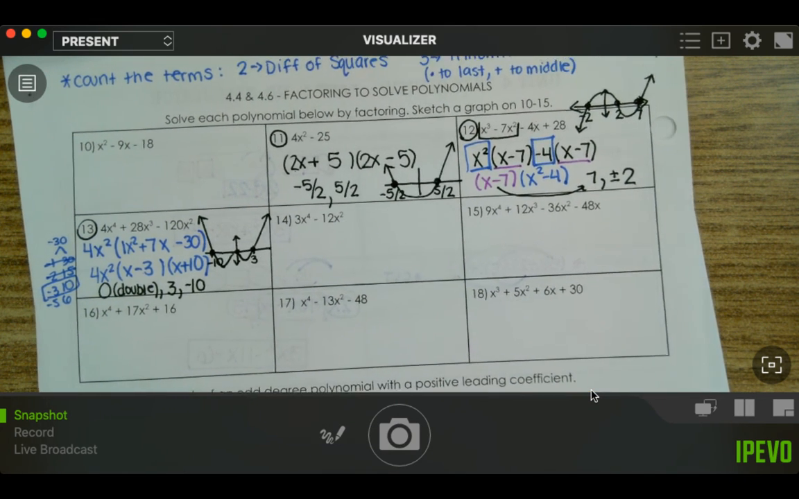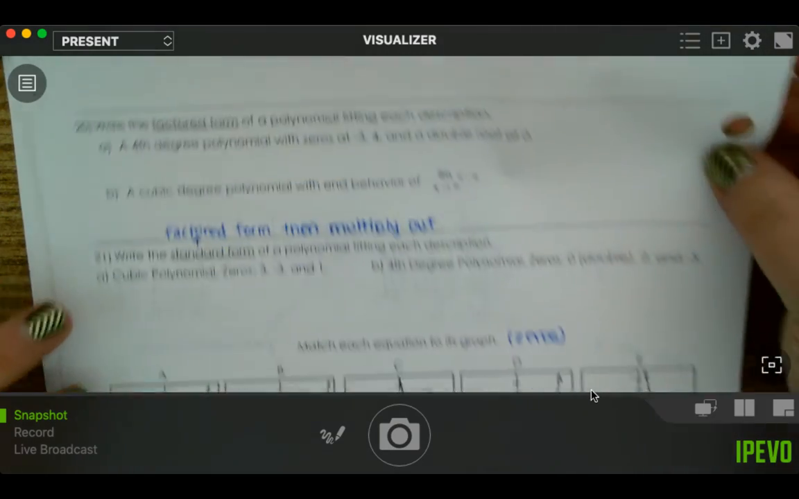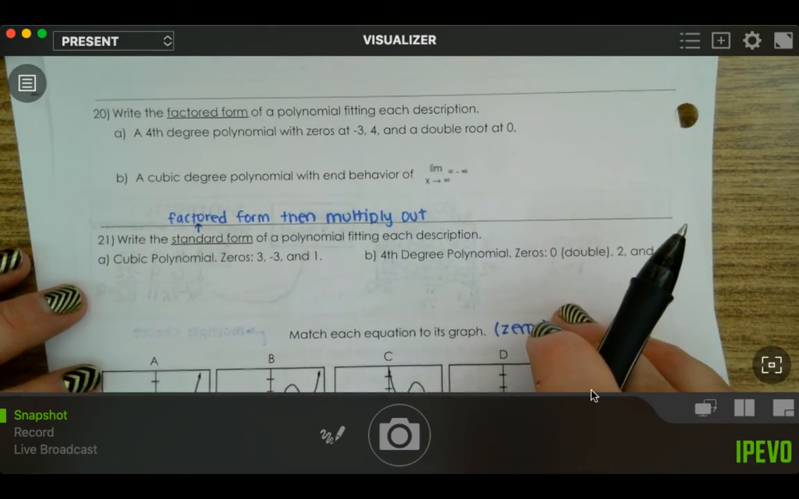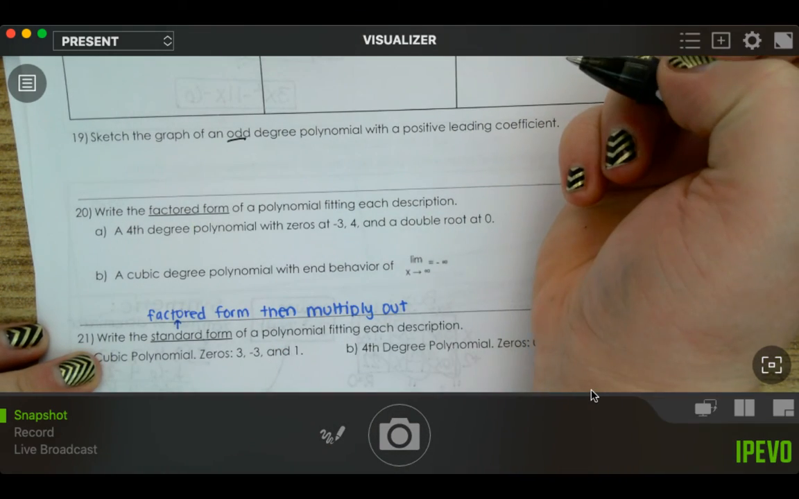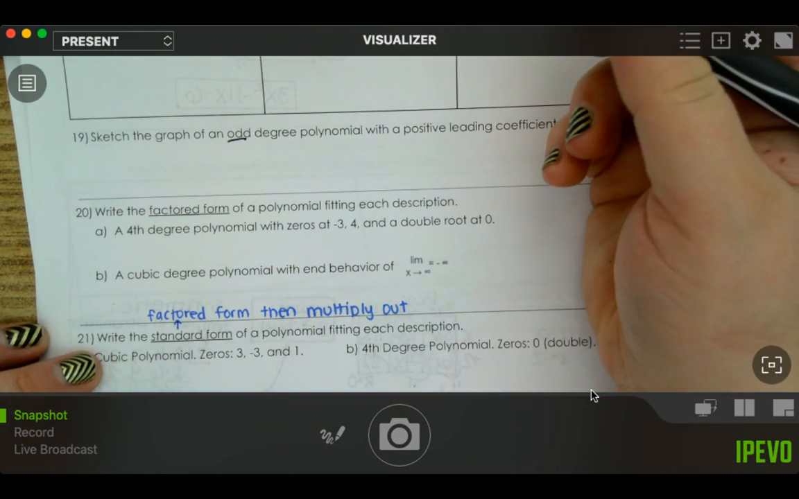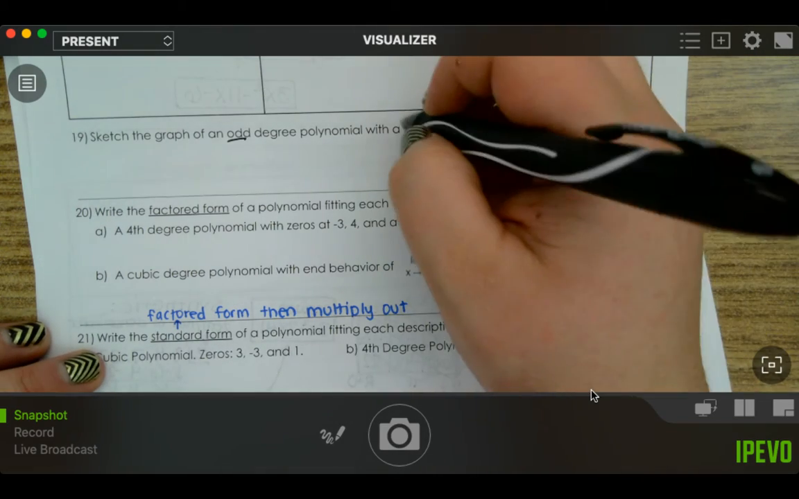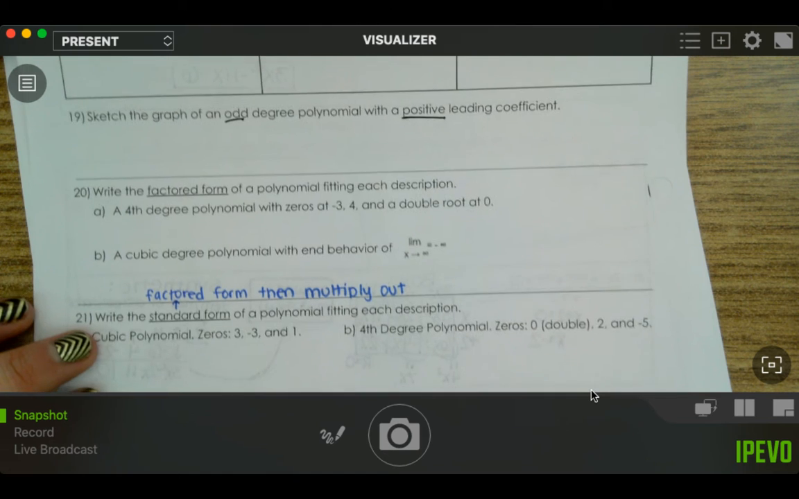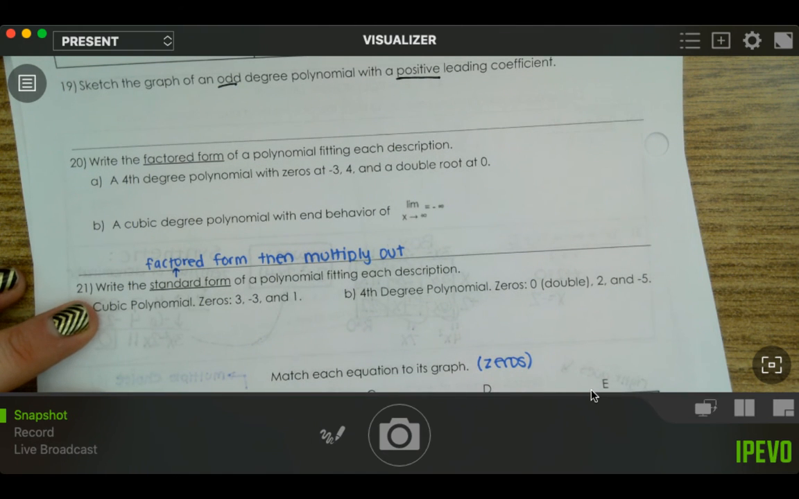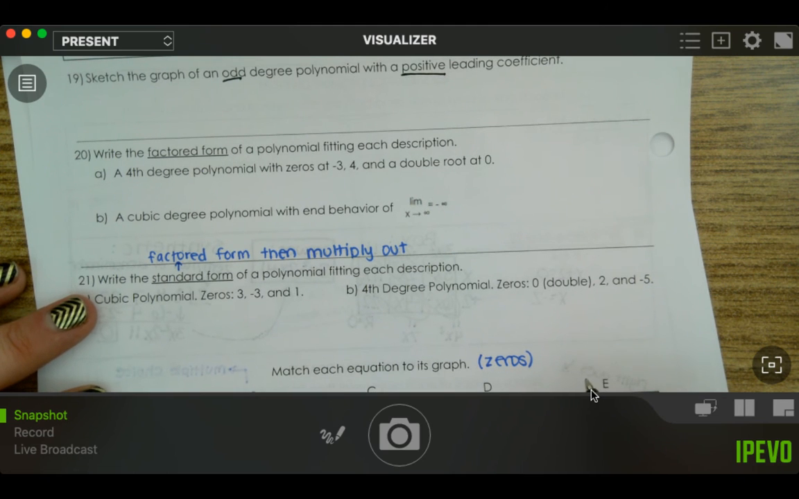All right, and then I'm going to come down here to 20 and do one of these with you. This one just wants you to sketch an odd degree. Pick your own. Give it 3 or 5 or 7 zeros. And a positive leading coefficient means it goes up on the right. On 20, you are going to write the factored form. That means with parentheses. I am going to choose B because it's a little trickier.